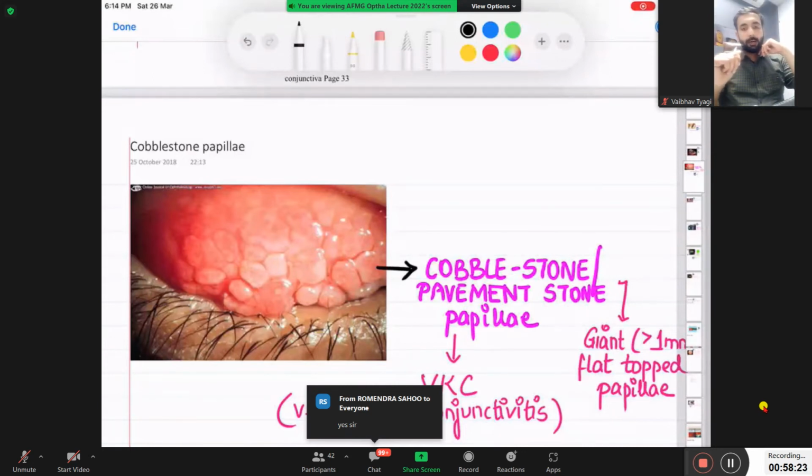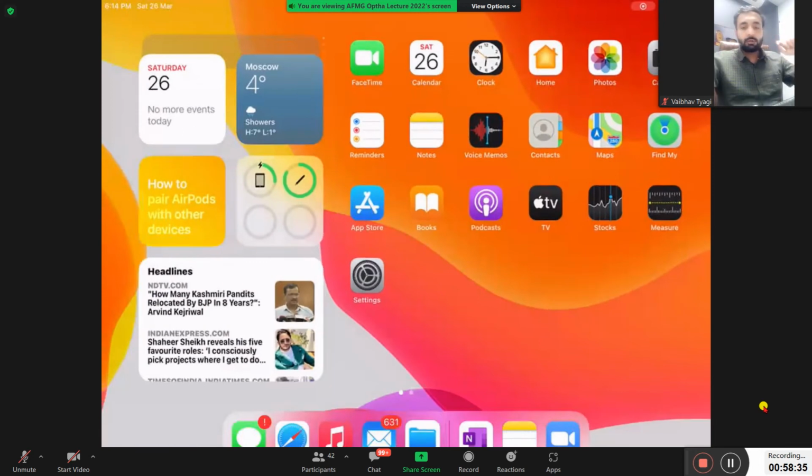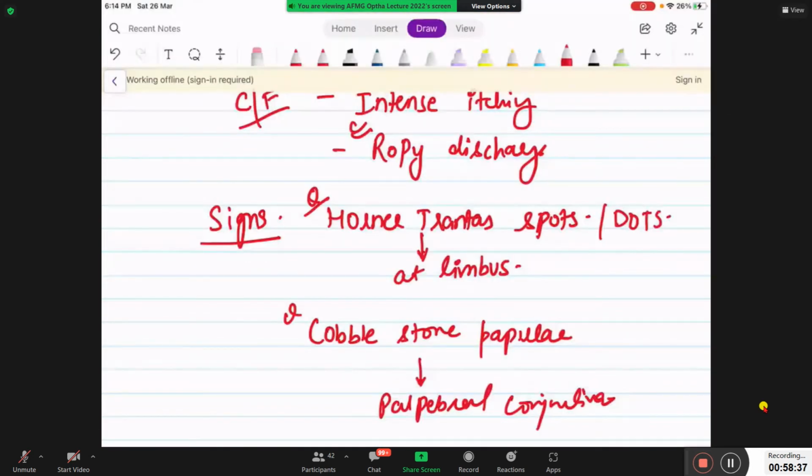So the location of these papillae is important. Papillae are present if you invert the lid, and you will see them on the palpebral conjunctiva. Horner-Trantas spots are seen at the limbus. Very, very important. So you can't afford to miss these questions. Cobblestone papillae are seen in VKC.